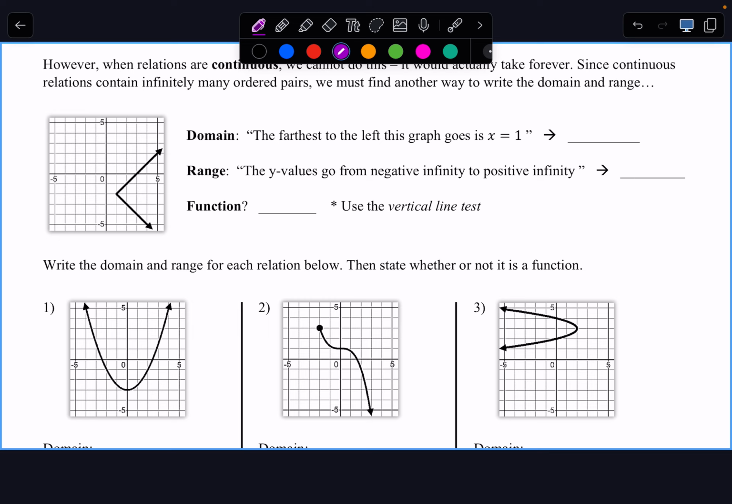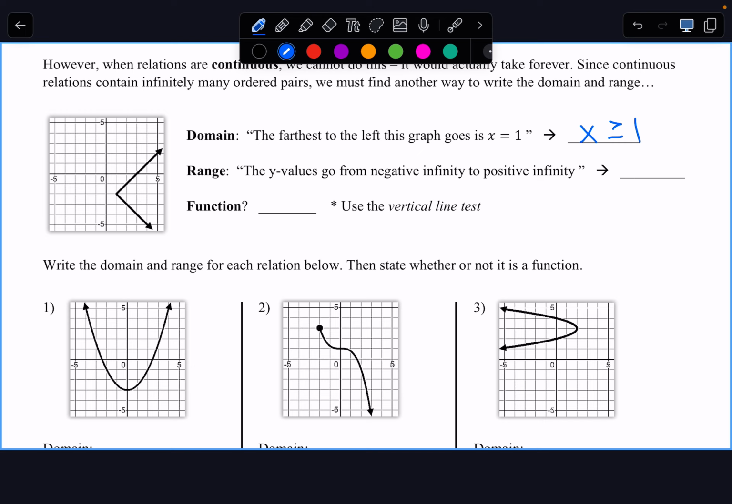So if we look at this first one right here, if we go from left to right, where are we going to start having coordinates? At 1, and then they're going to continue to the right of 1. Do you agree? So we would describe our domain as x is greater than or equal to 1. That starts at 1 and gets bigger. Now, understanding that this arrow means it's going to keep on going.